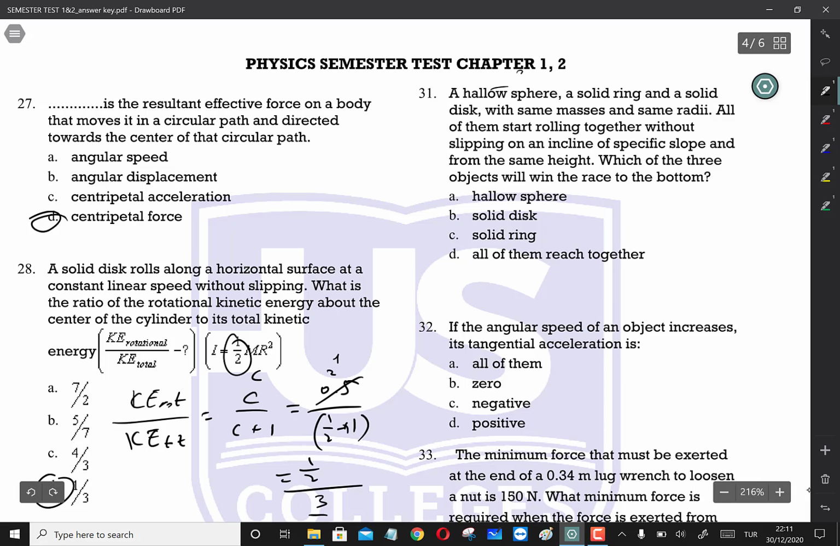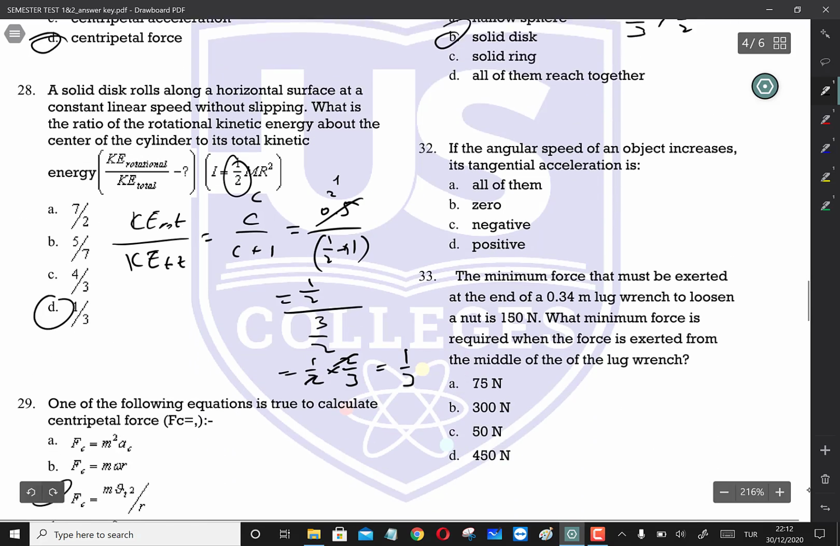Hollow sphere is 2/3. Solid ring is 1 because mr squared. Solid disk is 1/2. So which one is smallest? One is the greatest, so that's why it's the last. Solid disk 1/2 greater or 2/3 greater? So 2/3 is greater than 1/2. 1/2 is smaller. That's why the solid disk will win the race.